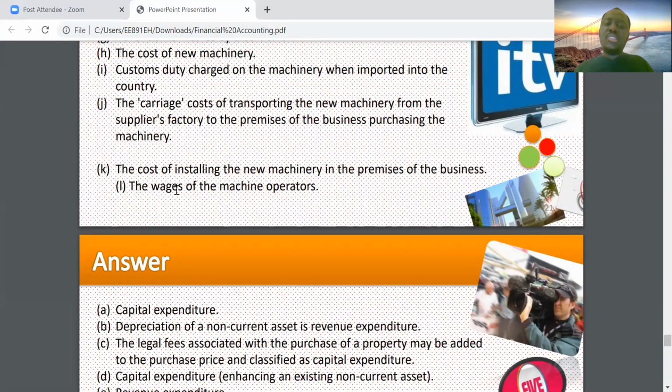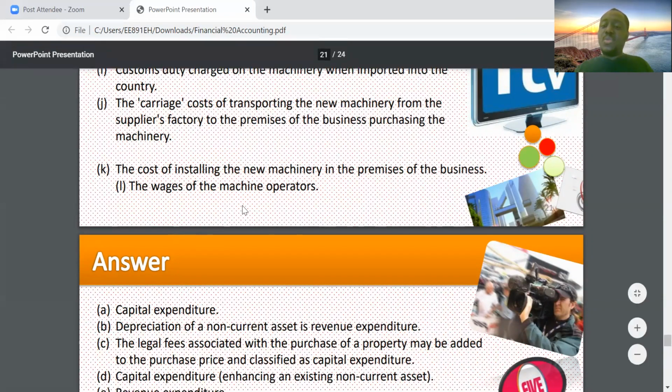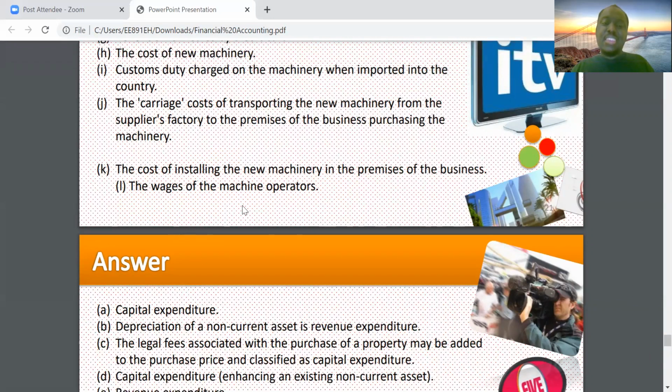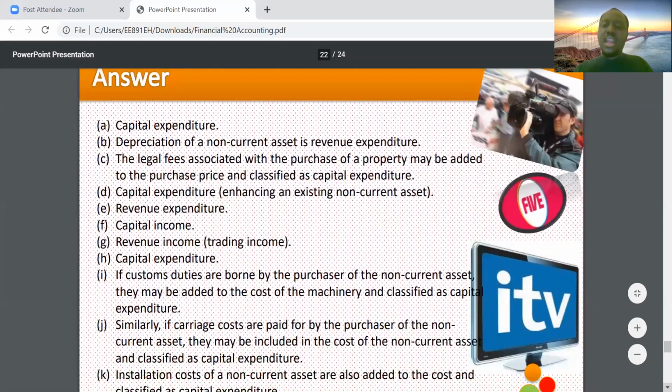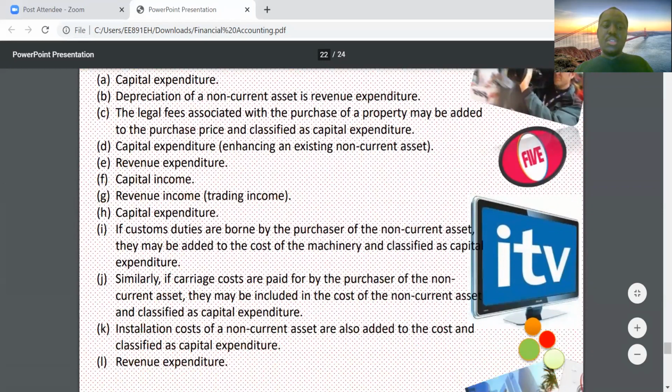Then the wages of machine operators will be what? Revenue expenditure, because these come out of the normal day-to-day operations. So that's what you have here, revenue expenditure.